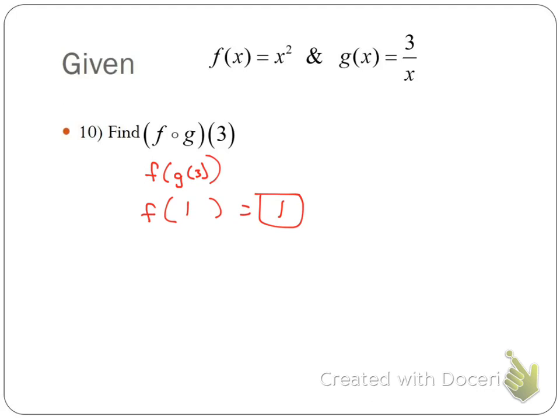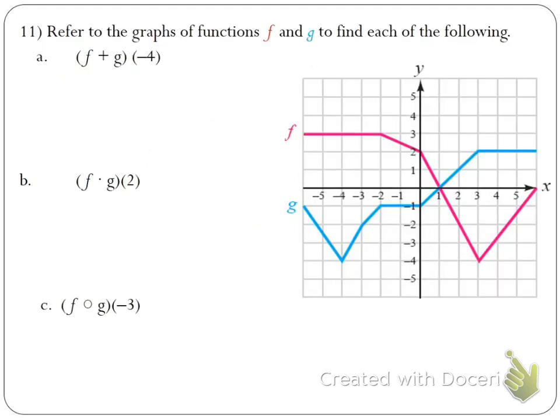All right. Let's look at it visually. So if I ask you to find f plus g of negative 4, remember, I said it's more efficient to think of this as f of negative 4 plus g of negative 4. Agree? So let's find f of negative 4.